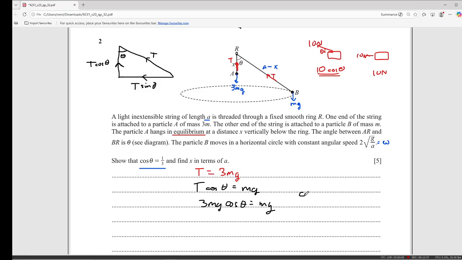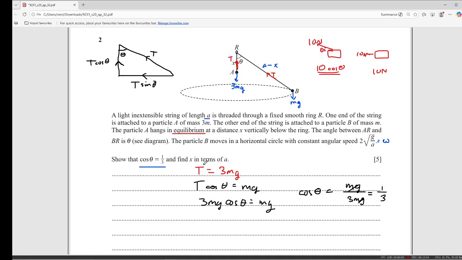And now we can resolve the forces. So we can arrange it to the different sides. So cos theta equals mg by 3mg. We cut the mg's out, we get 1 by 3. And that's how you solve the first part of the question.